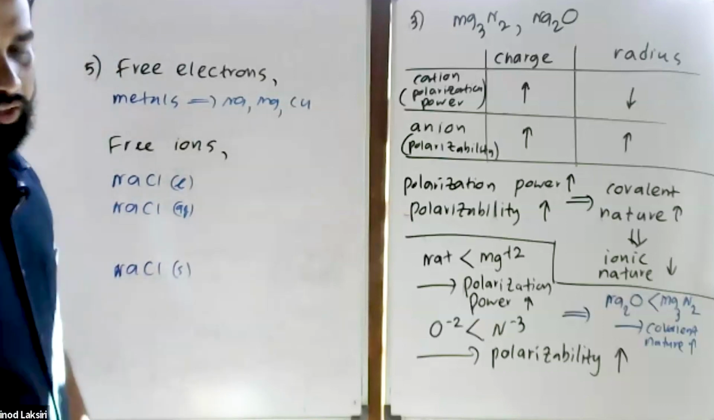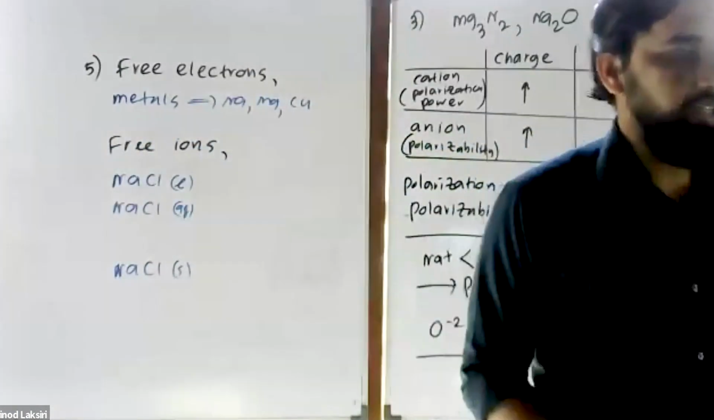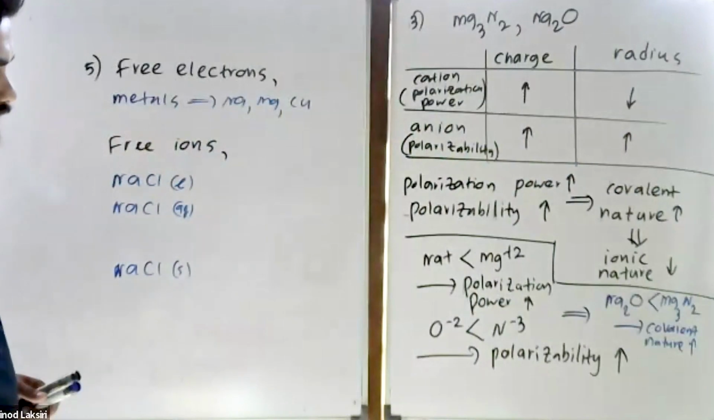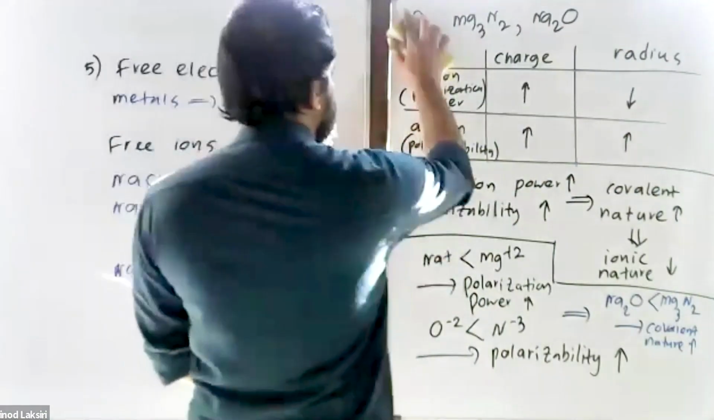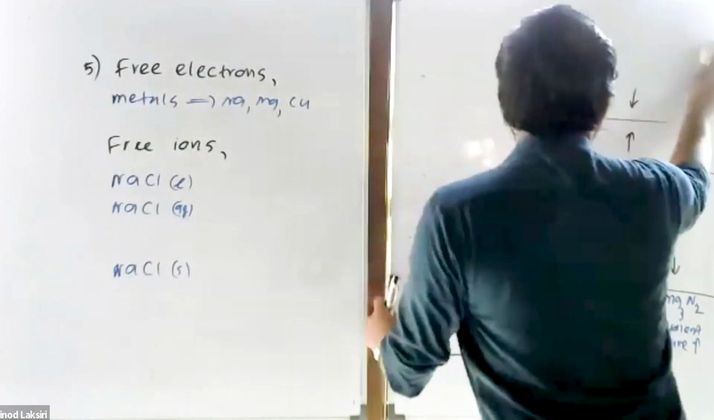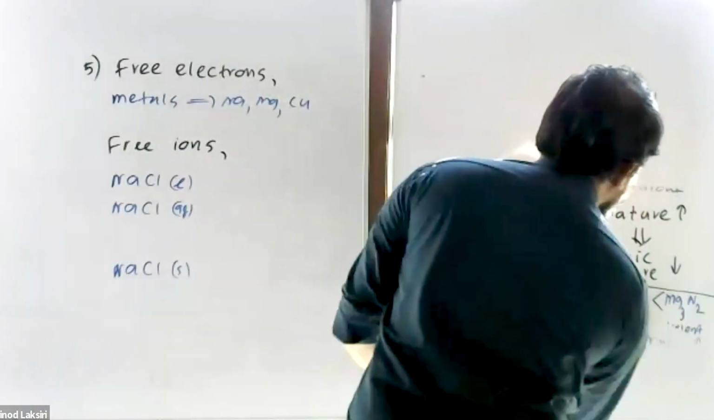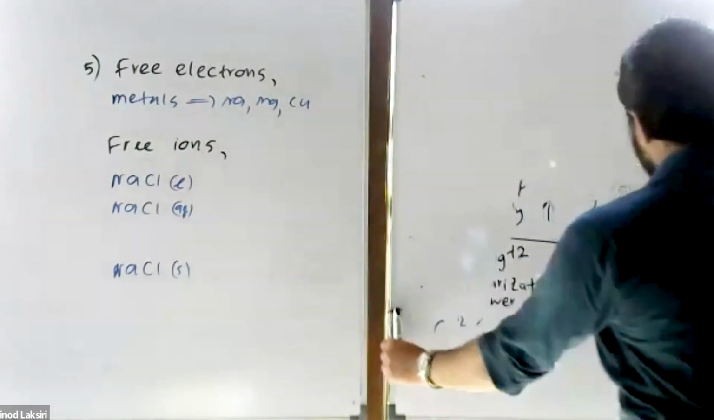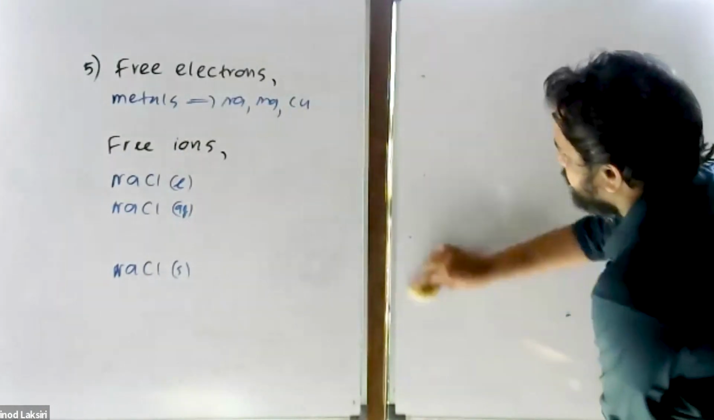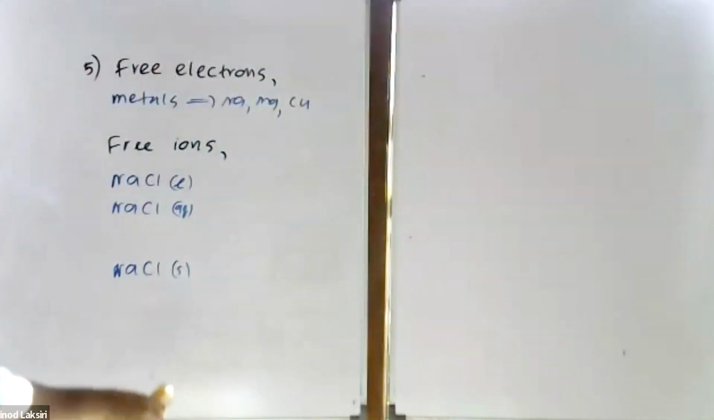Okay, write down the fifth one. Metals conduct electricity by using free electrons.